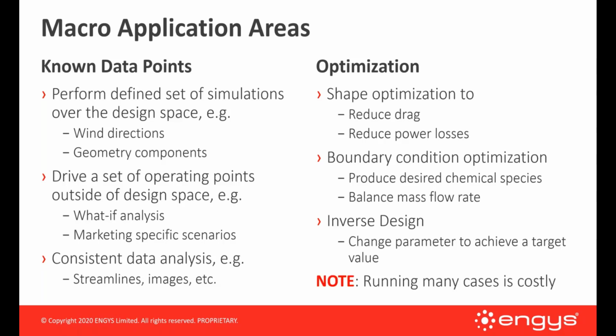So one thing to remember is that running many cases is costly. So for example, if you're doing shape optimization and you figure that you're going to need to run 500 cases, and each one of those cases takes 10 hours and 500 processors, that's a lot of computing resources. There are other tools that can do these kinds of optimizations outside of this macro application area. For example, adjoint. So adjoint can do these kinds of things, and it uses a single mesh or a lot fewer meshes. So just to think about that.